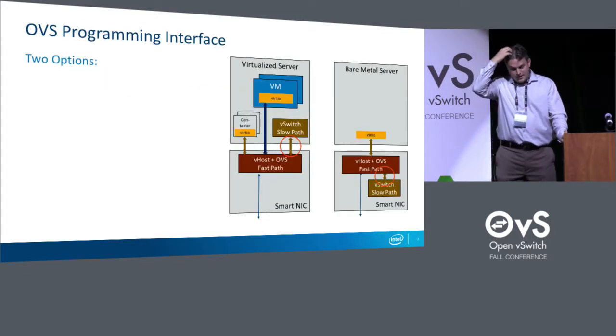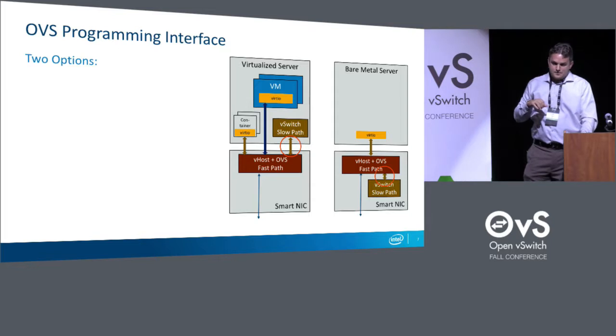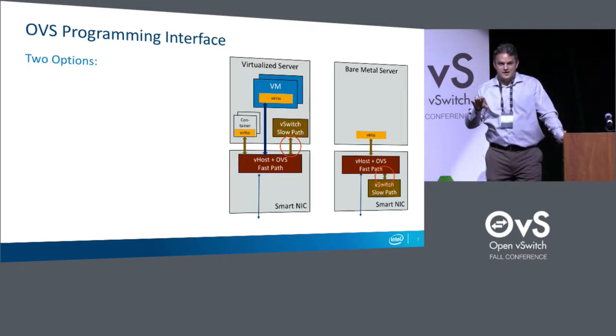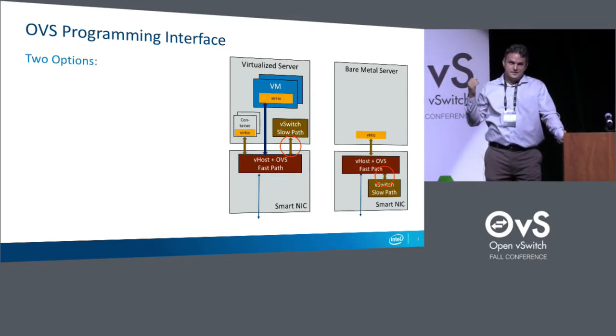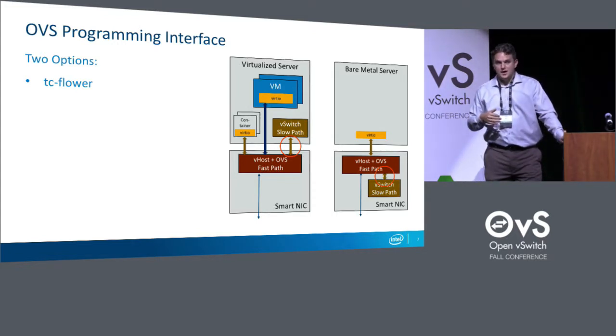All right, so now we've sort of gotten where we wanted to get, which is that I have OVS in a NIC card, or an accelerated OVS in a card. How do I get the information from the OVS into the card so that we can have a fast path and a slow path? We started with, and still use, TC-Flower.